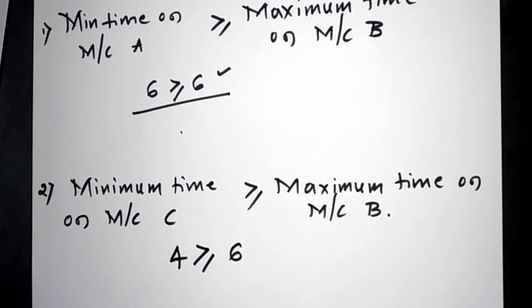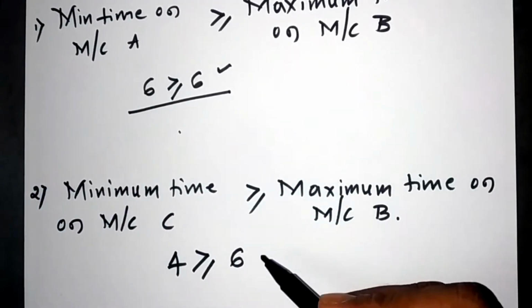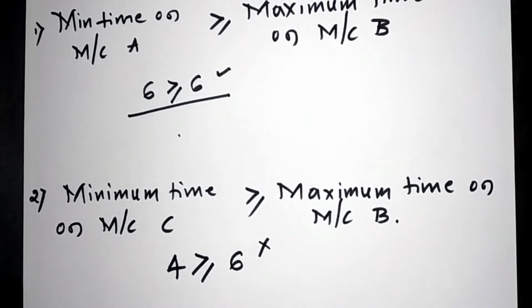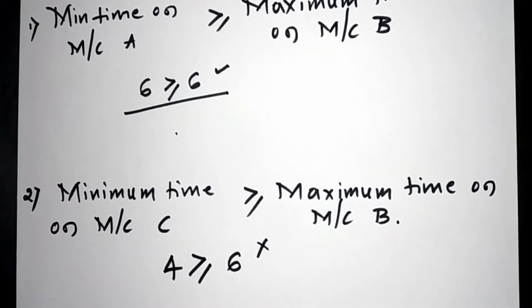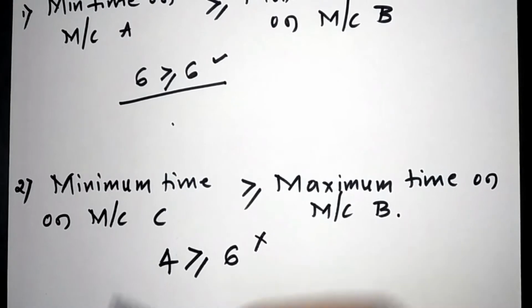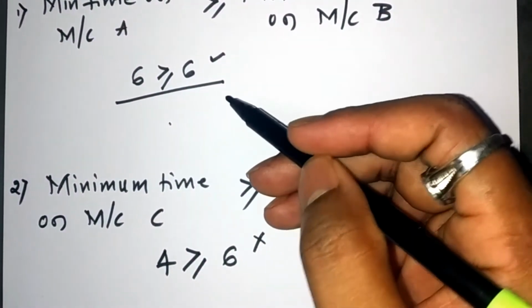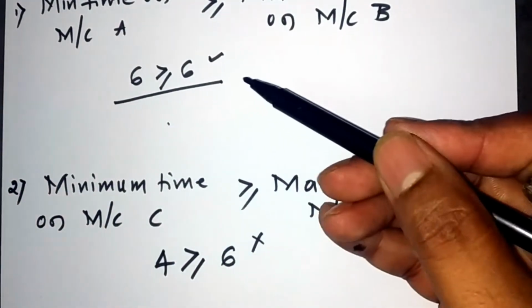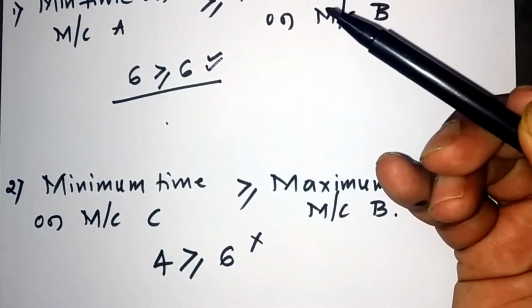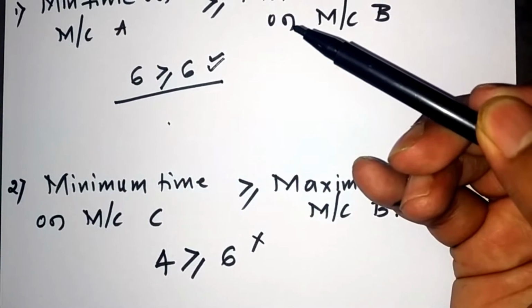So the first condition is satisfied but the second condition is not. In that case we can still convert the 3 machines into 2 machines, as either one condition should be satisfied. If both conditions are not satisfied, we have a different method. But here one condition is satisfied, so we will go for converting 3 machines into 2 machines.